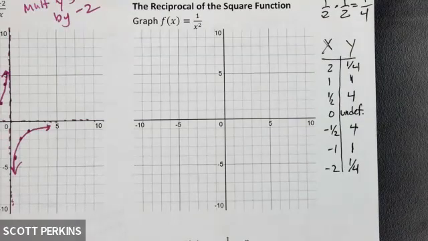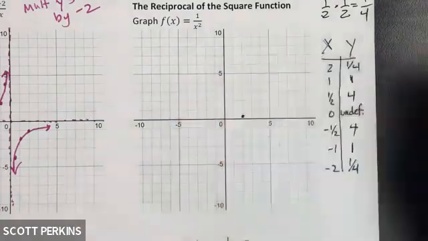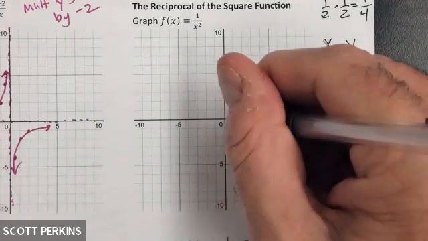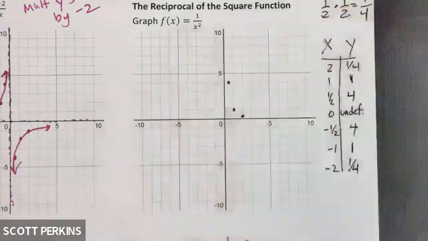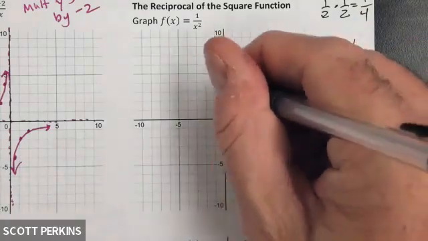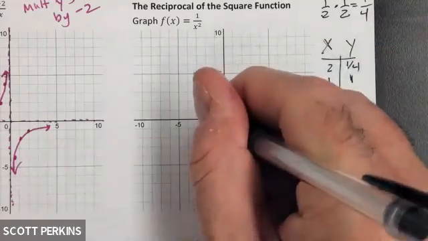So now I'm going to go ahead and plot these points. I go over 2, I go up a fourth, so just a little bit. Over 1, up 1. Over a half, up 4. Backwards, I've got negative a half and up 4. Negative 1 and up 1. And then negative 2, up a fourth.